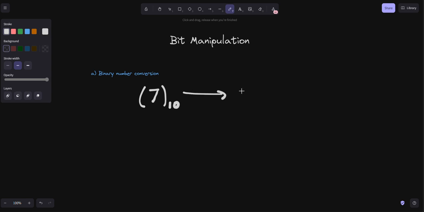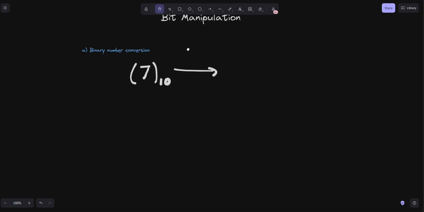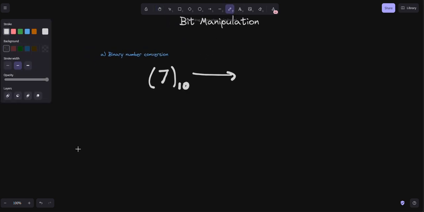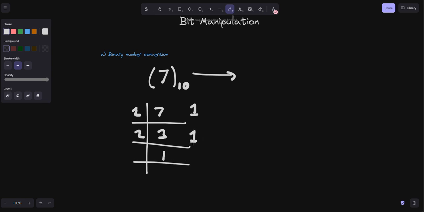Now what will be its binary form? There are two ways to convert this. The first way is you can easily divide it by 2, and write the remainder here. So 2 threes are 6, so you can say 2 goes 3 times, and the remainder will be 1. Now again, 2 ones are 2, the remainder will be 1, and that's done, and then 1.